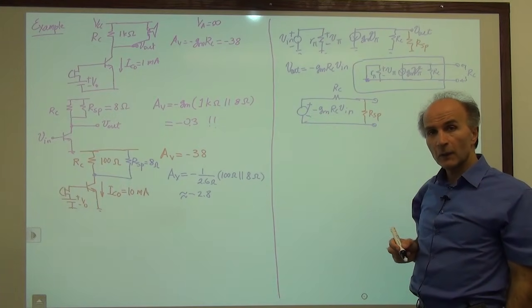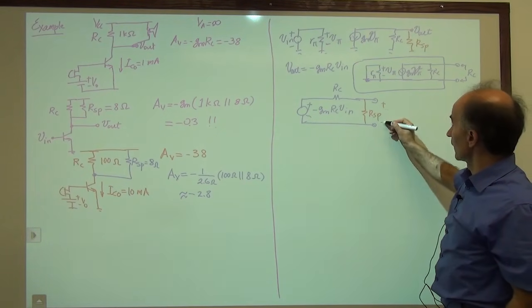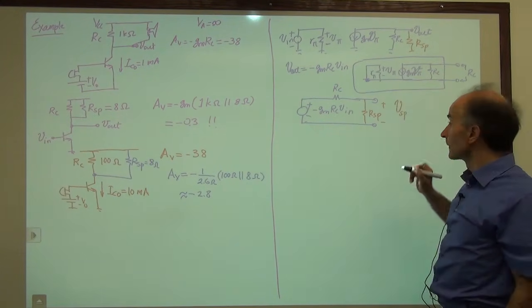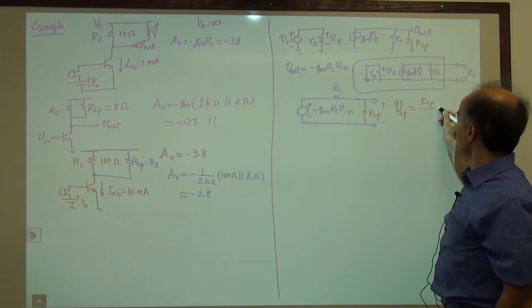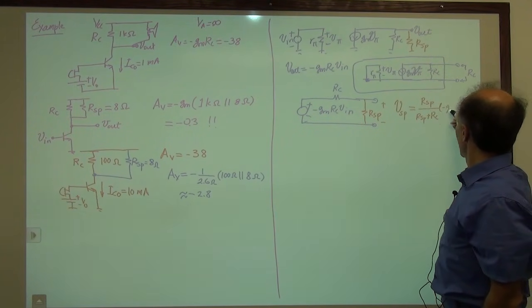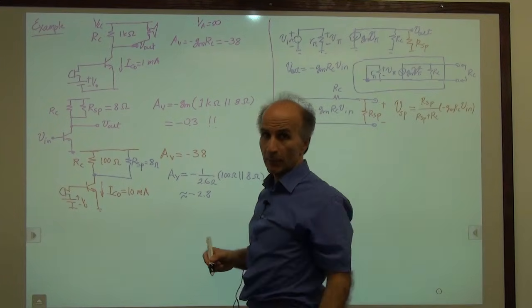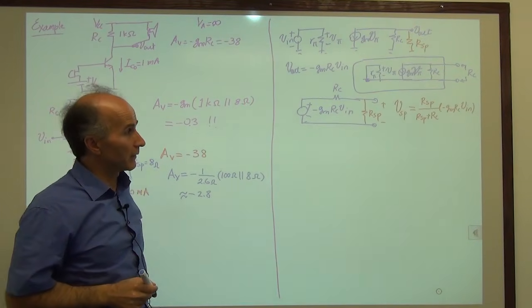So how much voltage are we delivering to Rsp? So this is the voltage that we are delivering, right? So let's call it Vsp, the voltage delivered to the speaker, is equal to Rsp divided by Rsp plus Rc times minus gm Rc V in. Right? It's just a simple voltage divider. So that's what we are delivering to the speaker.